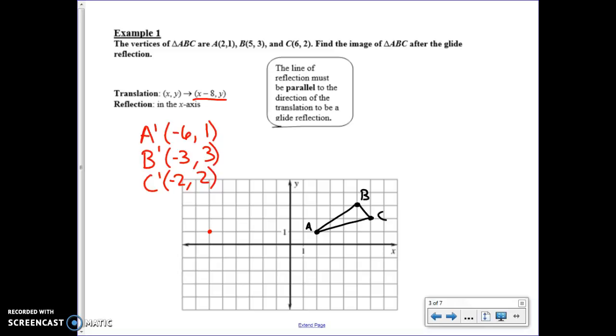So negative 6 and up 1 is A prime. And then negative 3 and up 3 is B prime. And negative 2, up 2 is C prime. And I'm going to go ahead and dash this since it's an image.